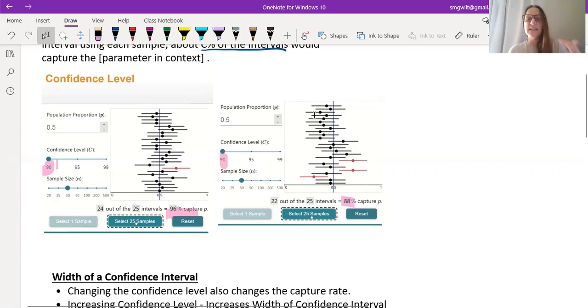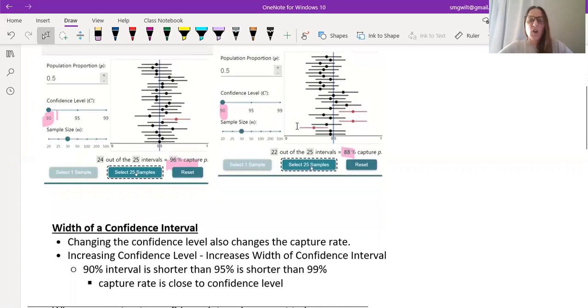So it doesn't mean that each of these situations will capture the parameter in context of this population proportion in this example. It means that on average, as you do more and more, that average of those numbers will get closer and closer to that 90% confidence level.